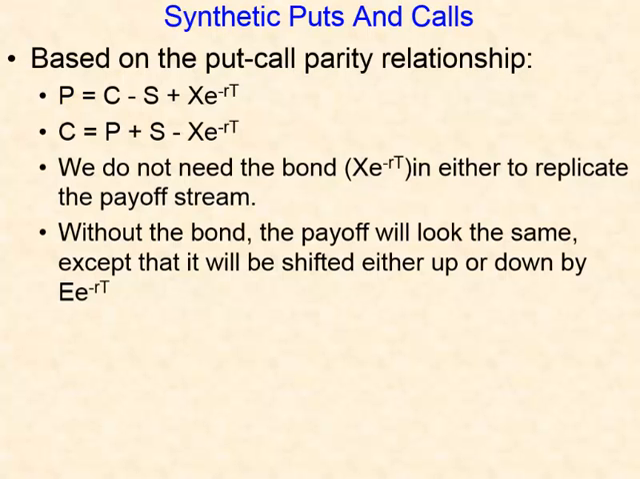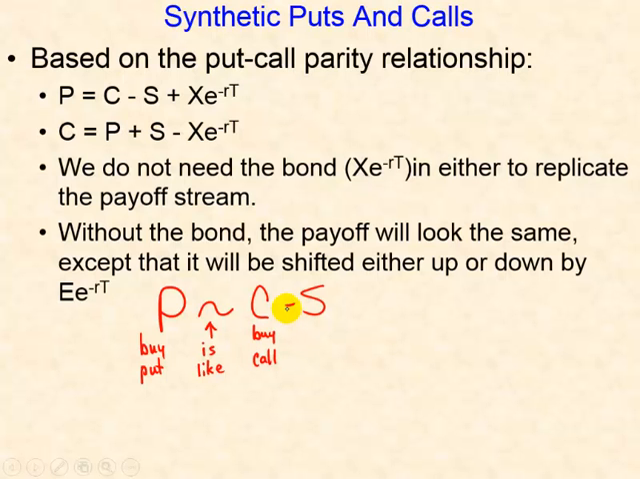I'm going to rewrite this first equation. I'm going to write P squiggly equals C minus S. And what do I mean by this? Well, we have a plus sign in front of the P over here implicitly, so that says if we buy a put, I'm going to interpret the equal sign here differently. I'm going to say buying a put is like, or behaves like, and then on the right hand side we have two things. The C is buying a call, it has a positive sign, and so we're buying, and then the stock has a negative sign in front, so we must be short selling the stock.